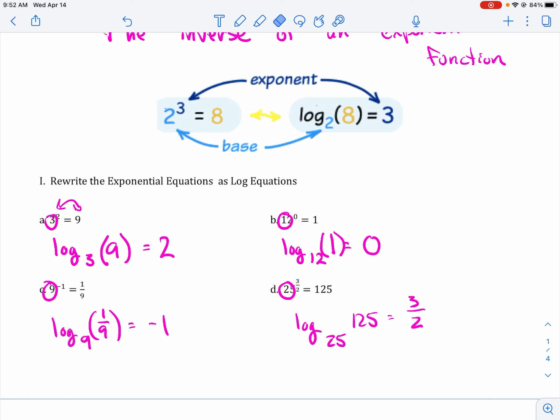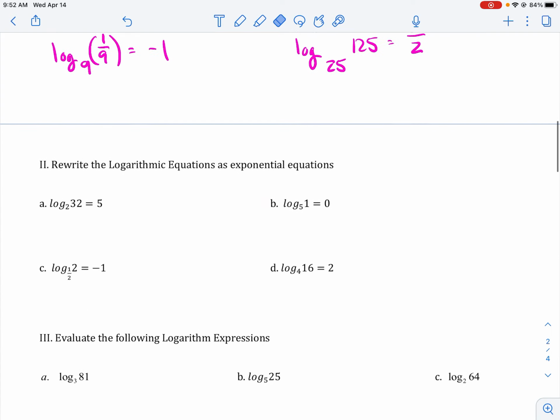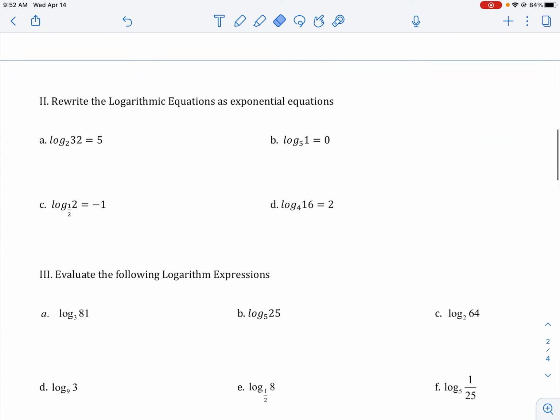Okay, so anyway, let's go down and go the other direction. Now we're given the logs, and we want to switch it back to exponential equations. In this case, we start with our base. So you're going to grab the base for all of these. Okay, so 5 and 4, those are our bases here. This guy right here. And then we just flip-flop these numbers, right? So we switch these guys right here. So this comes up here, 5 and 32.